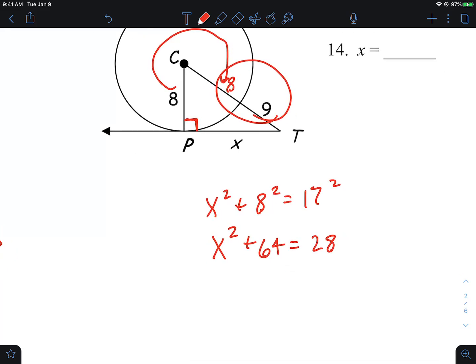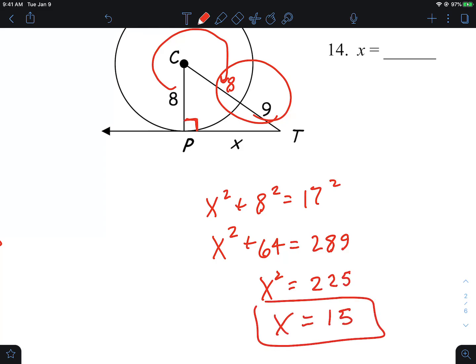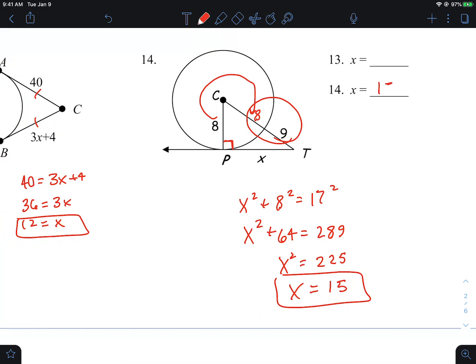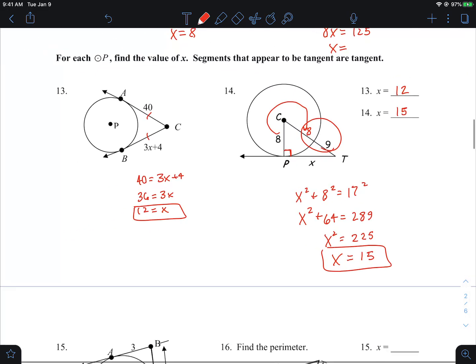289, oops, and then subtract 64. Yep, there we go. X squared is 225, and then the square root of 225 is 15. Just be on the lookout. If you get a number that's not a perfect square, you will need to use the simplest radical form and break down the radical. I do believe that is on the test. I'm sure it comes up here on the review eventually.